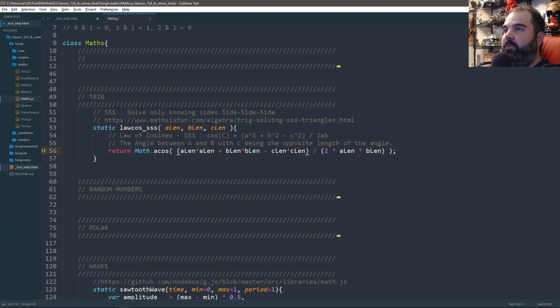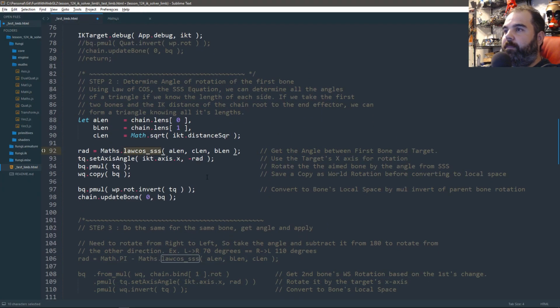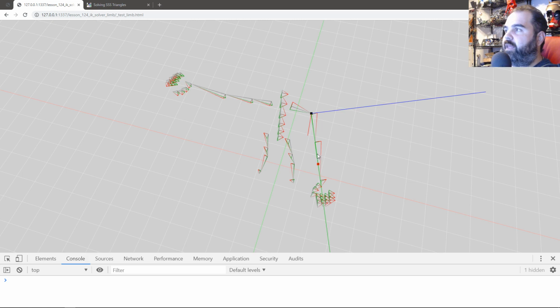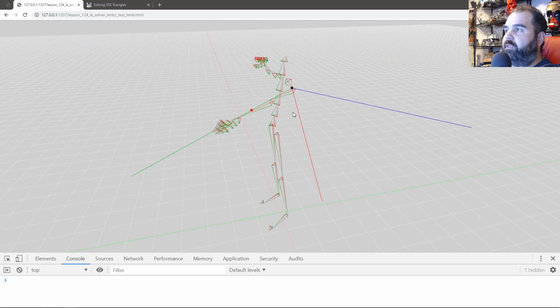All right, so I'm looking for the angle between A and C. So B is the opposite, and that's why it's in the third position. Even though the equation is A, B, C, A and C are really the sides that create the angle we're looking for. This one gives us a rotation, and then we take the axis of the target. Remember, I said this red line, the x-axis of the target, is what will be used for rotation.